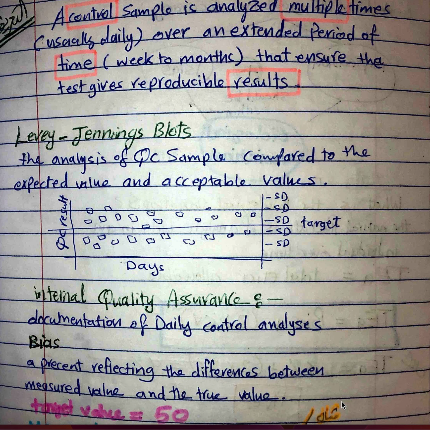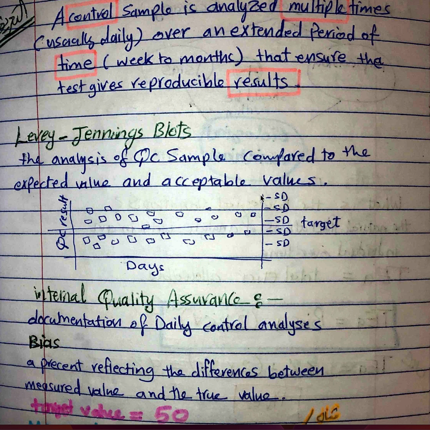So we will start with something called Levey-Jennings plots. The Levey-Jennings plot is the analysis of a quality control sample. We analyze this control sample multiple times over weeks and months to ensure that it gives us reproducible results. That is what we call Levey-Jennings plots: an analysis of quality control samples compared to the expected or acceptable values.